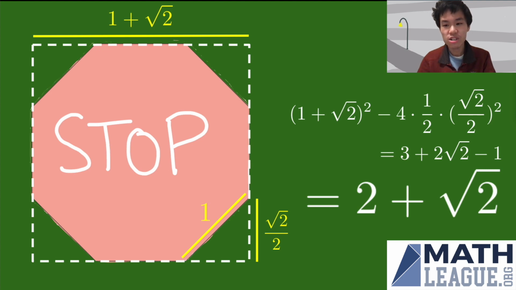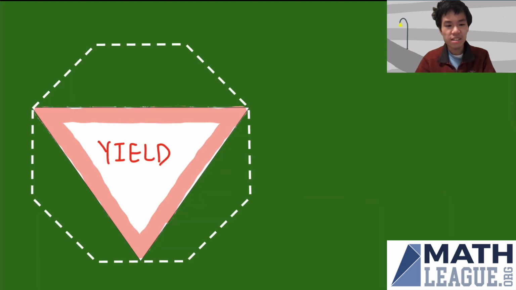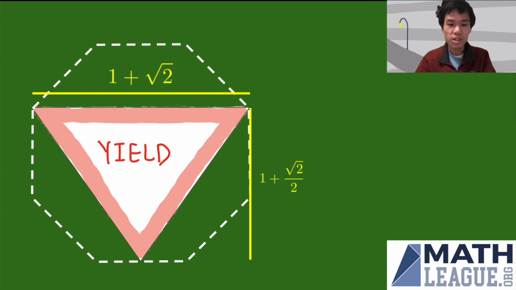Now, as for the yield sign, well, you can have this distance over there and this distance over there, so that could be the base and the height of the triangle. And fortunately, we already know some of the dimensions for the octagon, so we can proceed with the dimensions of the yield sign. So that length is going to be 1 plus root 2, and the height is going to be 1 plus root 2 over 2, because you're only adding one of those root 2 over 2 to the side length of 1 for the octagon.